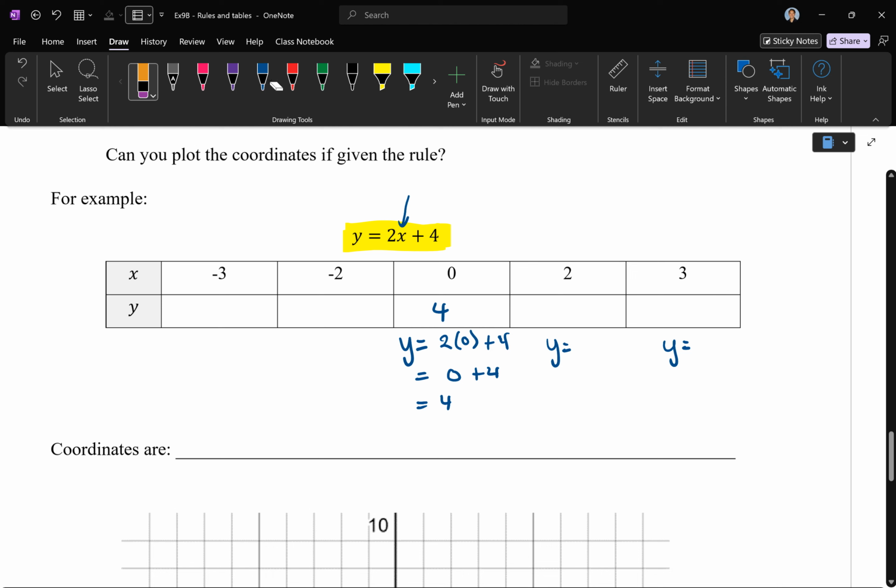I'll do the second one. Double of 2, add 4. You get 8 for the second one. Let's do the next one, last one. Double of 3, add 4. Double of 3 is 6. 6 plus 4 is 10.